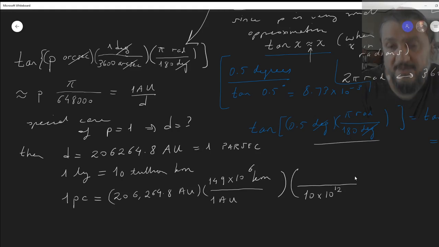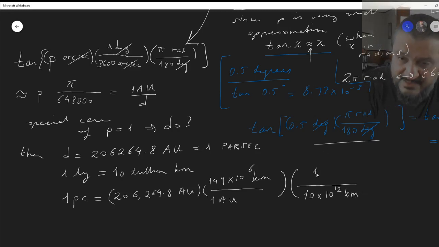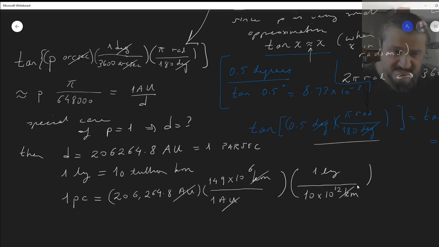Is a trillion. All right, 10 times 10 to the power 12 kilometers. That is what one light year is. So again, AUs cancel, kilometers cancel, and if I didn't mess this up, now I know how many light years there are in one parsec, okay? So let's do the math. 206,264, okay? That times 149, this will be approximately, of course, 149.